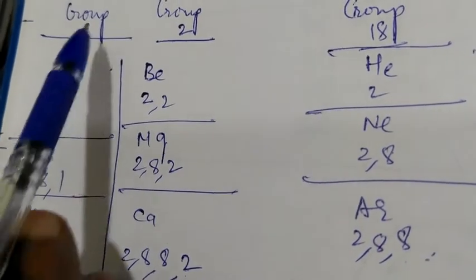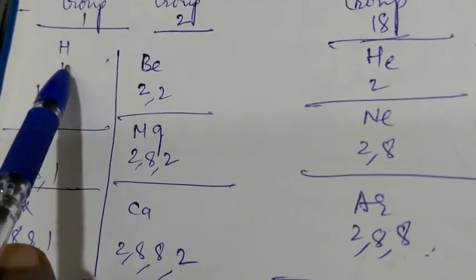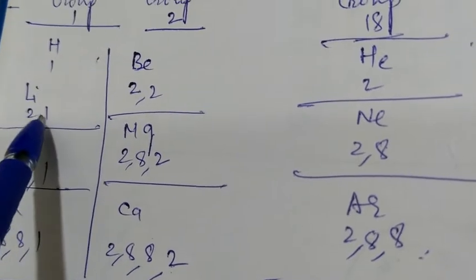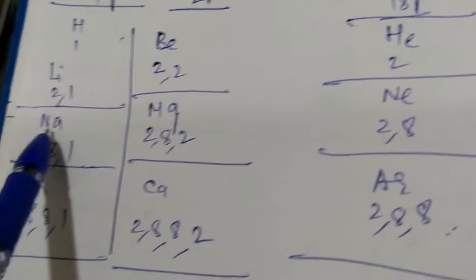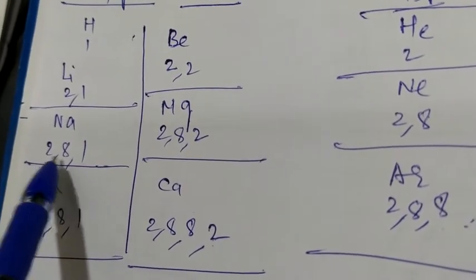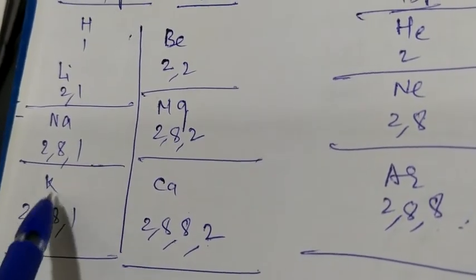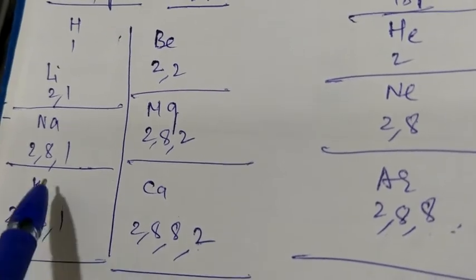So what is the specialty in the group? Hydrogen has only one shell. Then lithium has 2 shells, or orbits, and sodium has 3 shells, 1, 2, 3, and in potassium 4 shells, or 4 orbits, are there.